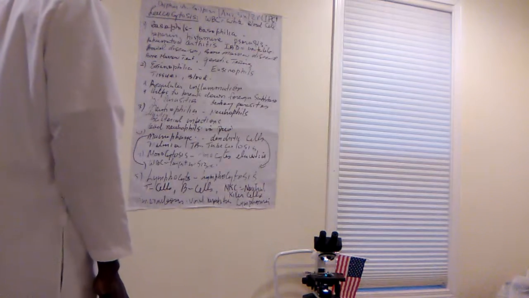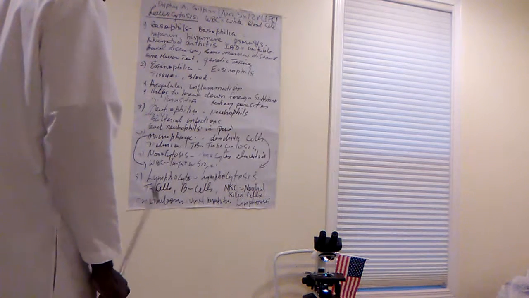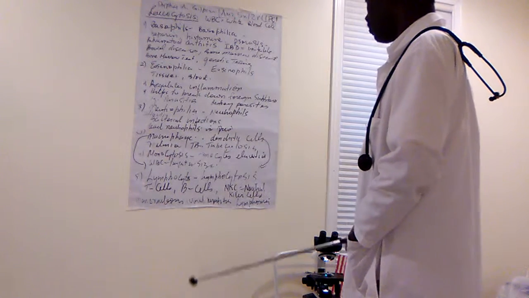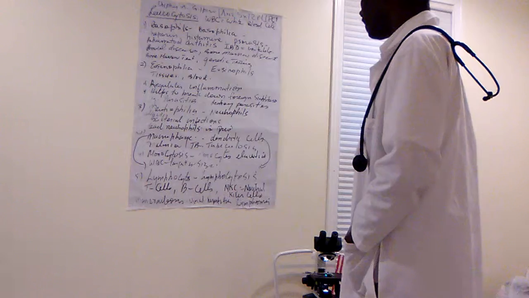So that's basically the 5 types of white blood cells that we deal with in leukocytosis, and each one of them has a special form of leukocytosis, like Basophilia, Eosinophilia, Monocytosis, Lymphocytosis, and Neutrophilia.